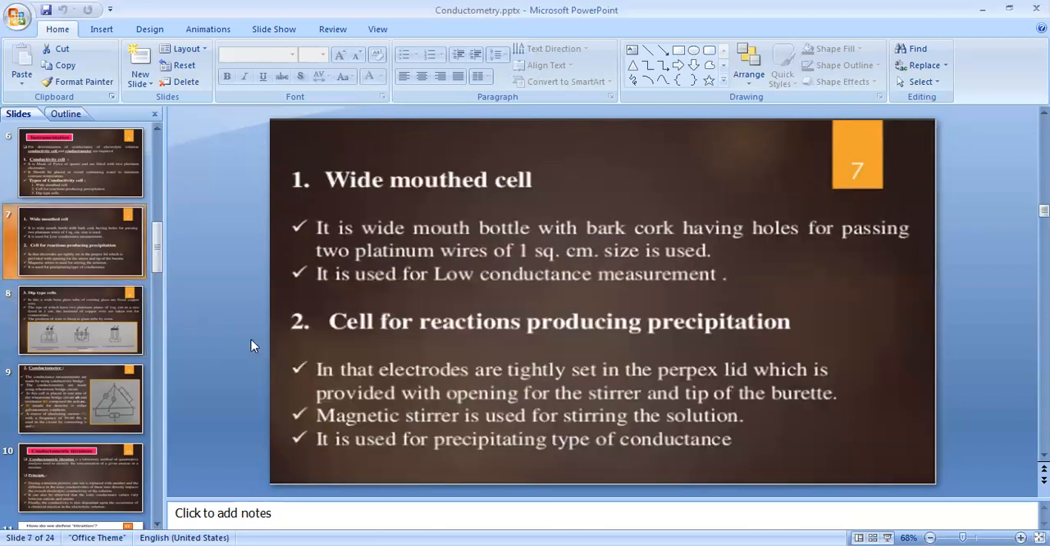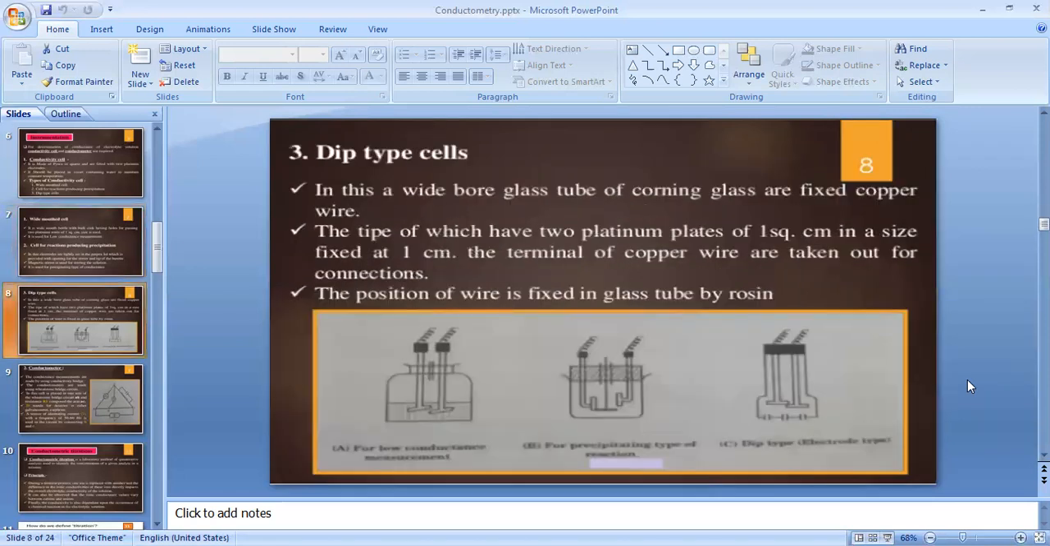The next type of conductivity cell is the cell for reaction producing precipitate. In that, the electrodes are tightly set in the perspex lid, which is provided with openings for a stirrer and the tip of the burette. Since this second type of conductivity cell is used for determining the concentration of a precipitate, a stirrer should be inserted into that conductivity cell. For placing the stirrer, a separate hole is present, and a magnetic stirrer is used for stirring the solution of the precipitate. It is particularly used for precipitating type of conductance, for example, an analyte containing halide atoms that will get converted into precipitate form.